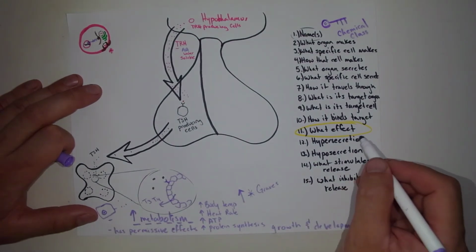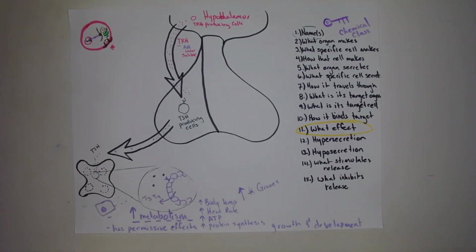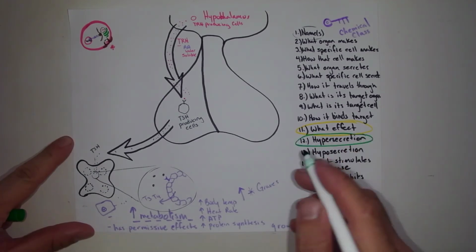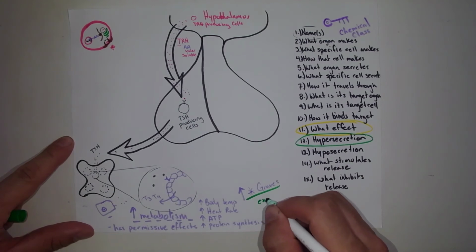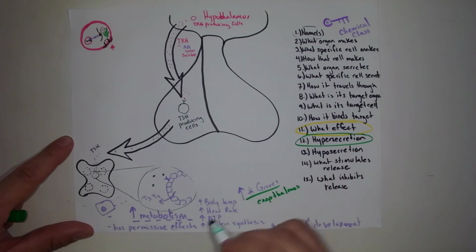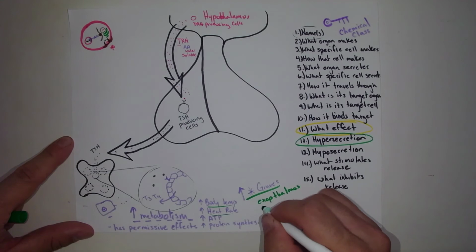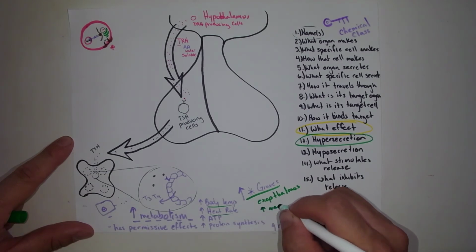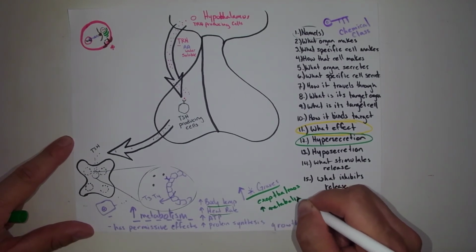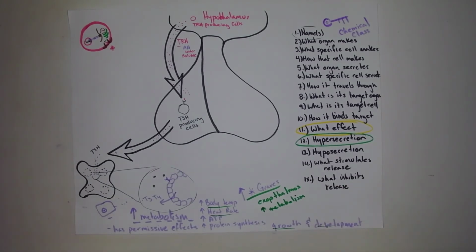So ultimately, to understand this hypersecretion, too much of this stuff, we need to know its final effects. In Graves' disease, these people can develop a condition called exophthalmos, this bulging of the eyes, high heart rates, high body temperatures, increased metabolism, and even increase in growth and development, depending on the age.